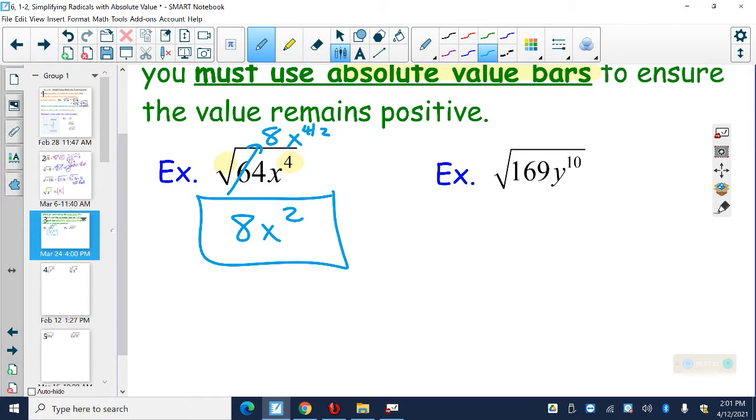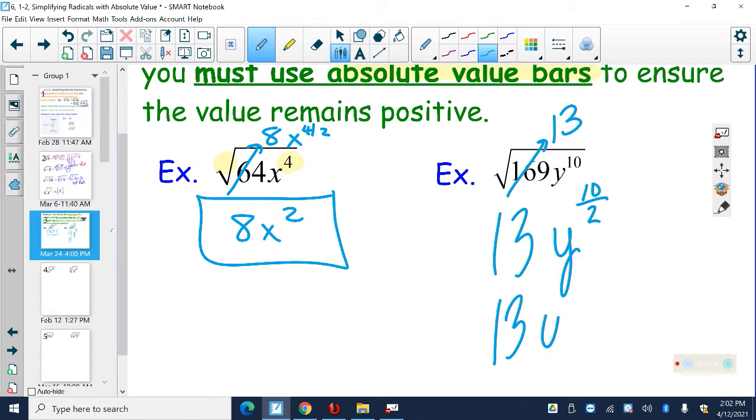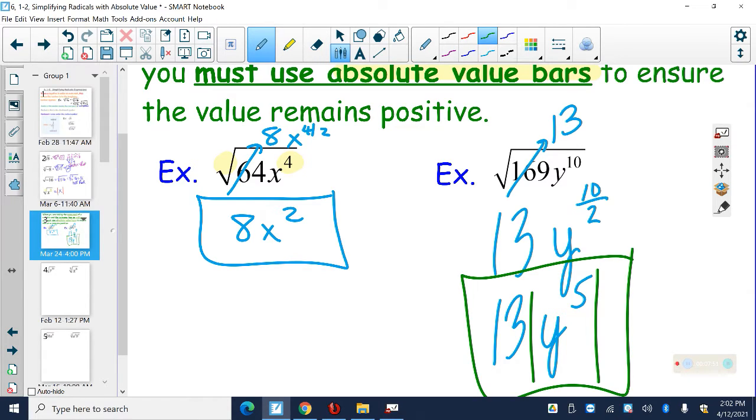Over here, square root of 169. Anybody know what that is? 13. It is 13. Then I'm going to have 13, my power of 10 divided by my root of 2. So that's going to give you 13y to the fifth. Now here's my question. Do I have an even root with an outcome that has an odd power? Yes, I do. So I'm going to put absolute value bars around just the variable of the y.